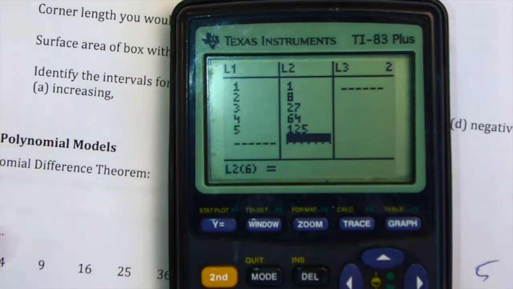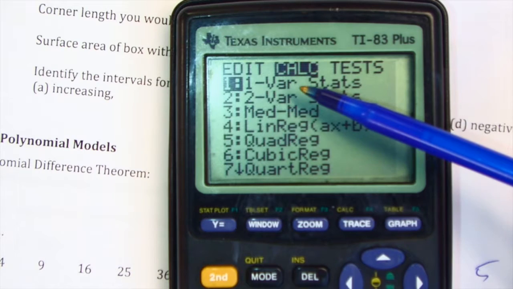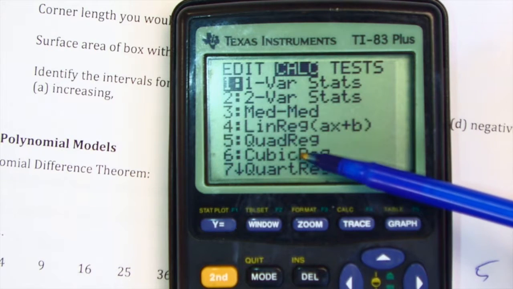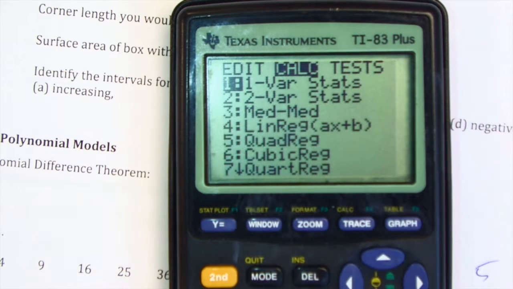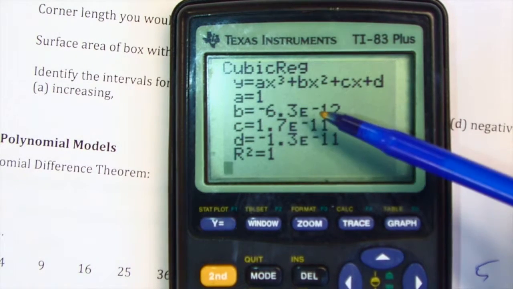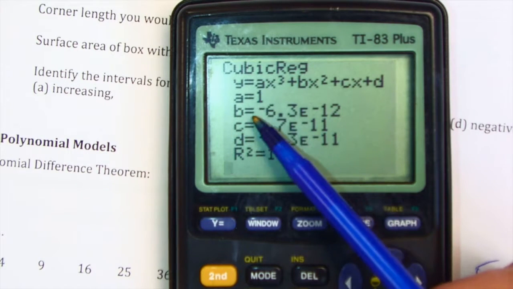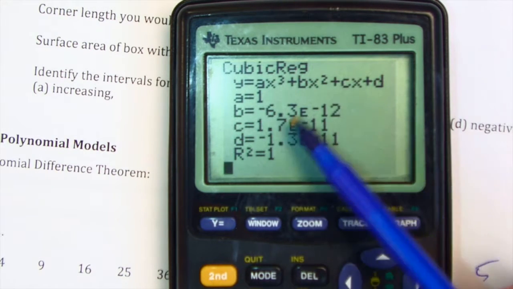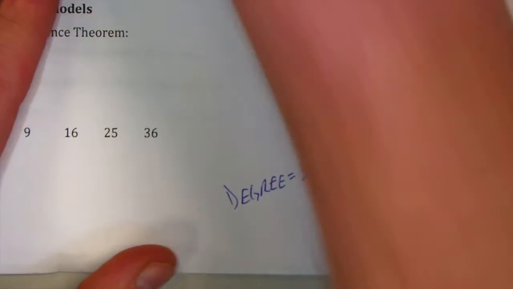So now I'm going to go back here, hit stat, go over to calc. Because a third difference means that it's a third degree polynomial, I'm going to go down here and pick number 6, which is a cubic regression equation. So go down there, pick number 6, hit enter. Once again, we get these numbers that are annoying, but basically all of these mean 0. So A is going to be equal to 1, B is going to be equal to 0, C is 0, D is 0. So really, this is just y equals 1x cubed, and I kind of knew that just by looking at the numbers, but now our calculator tells us that as well.